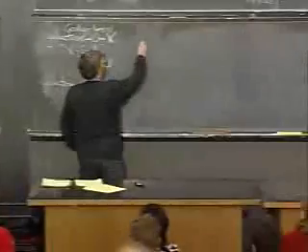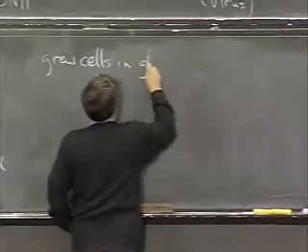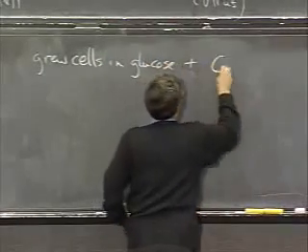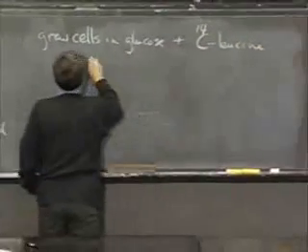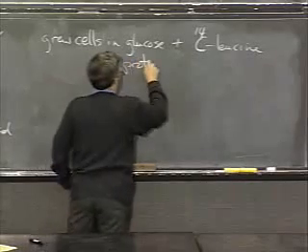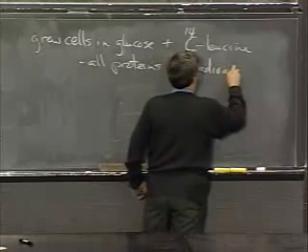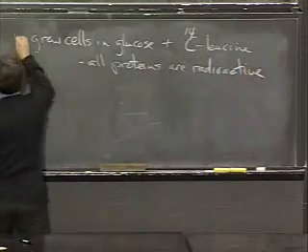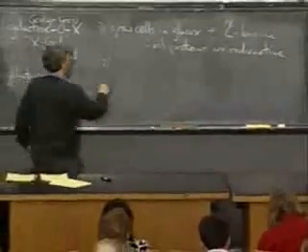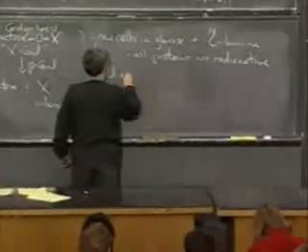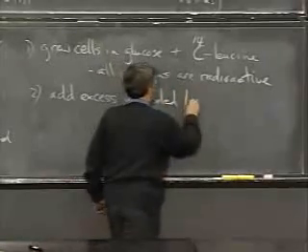So what they did was they grew cells in glucose plus radioactive C14 leucine for a long time. So all the proteins were radioactive. And once they got that going for a long time, so every protein being made is radioactive, then they add excess unlabeled leucine.